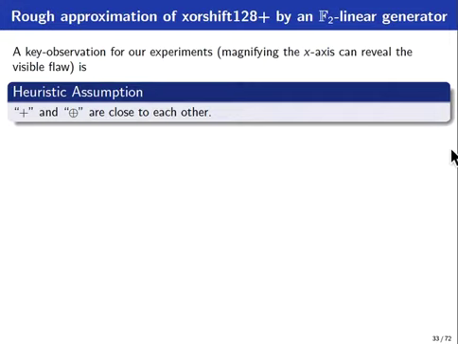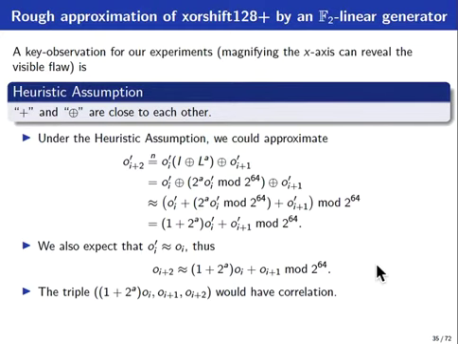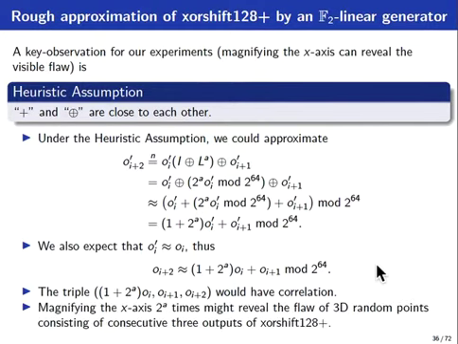We heuristically assume that + and ⊕ are similar and replace ⊕ by +. Then that simple recursion becomes this arithmetic recursion. This is an example of classical multiple recursive generators, but the choice of the coefficients is not so good. Hence, we suspect that the original output might have a similar correlation. Indeed, the experiments found the flaw.